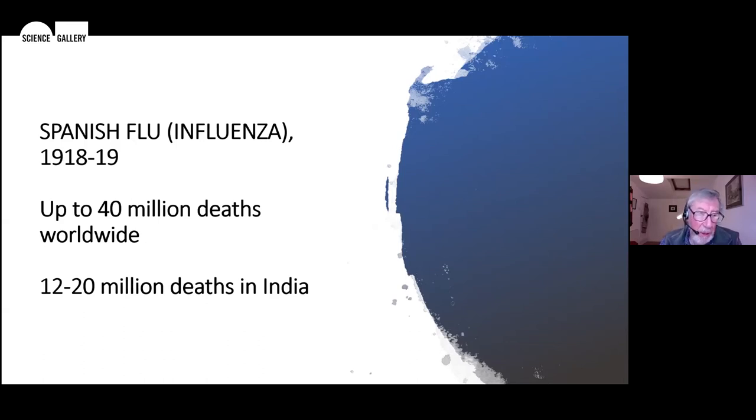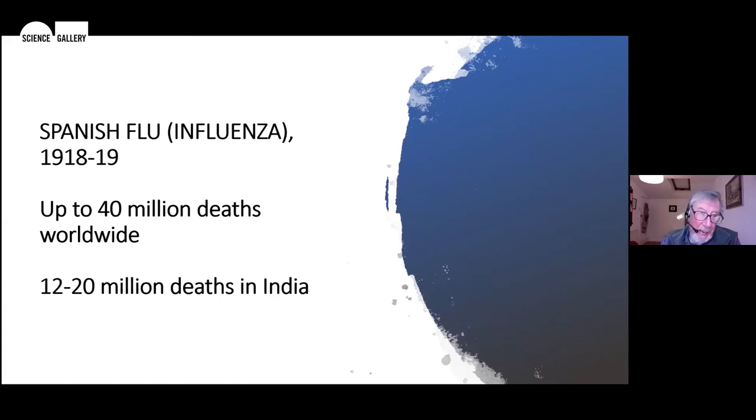But then we come to the Spanish flu, the great influenza pandemic of 1918-1919, which, as I'm sure many of you know, was absolutely devastating on a worldwide basis, with deaths these days estimated to be something like 40 million. And perhaps as many as half of those deaths from the Spanish flu occurred in India. So a massive mortality occurring really within the space of about 4 or 5 months and affecting virtually every part of undivided India.